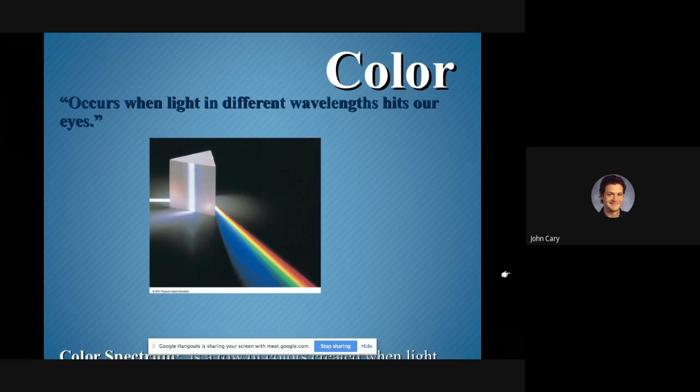And scientists, smart people, have figured out how to use these energies, these waves, to communicate via radio using radio waves. But what we can see is a very small part of the spectrum, and it's red, orange, yellow, green, blue, violet, and all the colors in between.